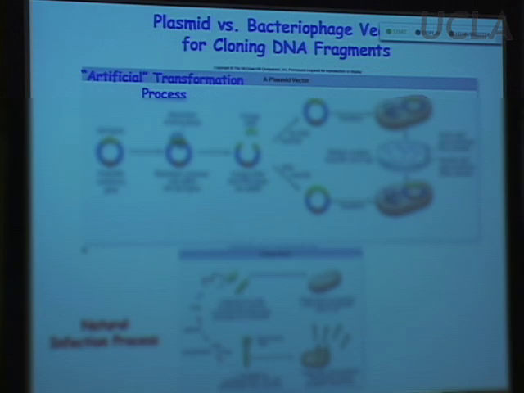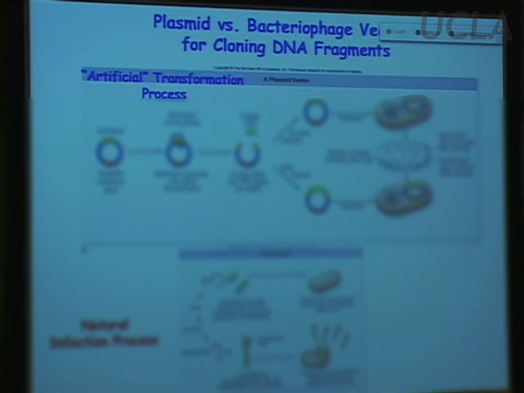The plasmid is very inefficient. And because of that inefficient process, it's not very good for making a large number of clones. But the virus can make a large number of clones because it goes in really efficiently.